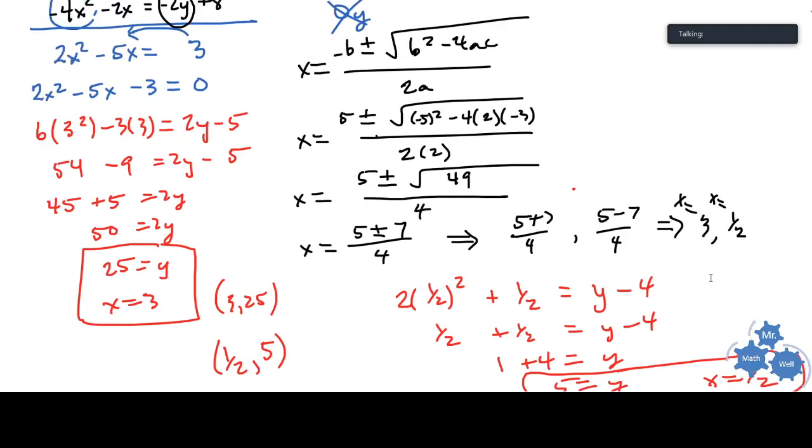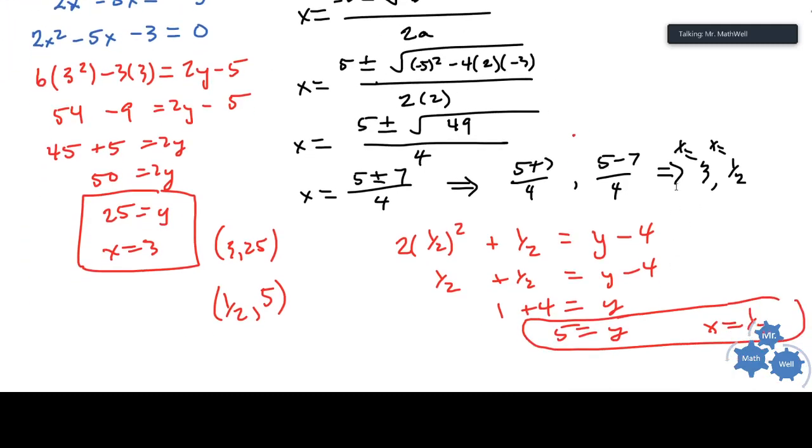All right, so upon checking, this is why you verify. I noticed that I forgot a negative sign right here. Look at 5 minus 7, negative 1 half. Okay, maybe you caught that. That's great. So that's going to change this, and it's going to change this.